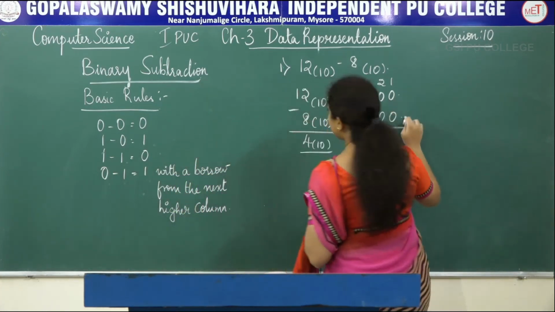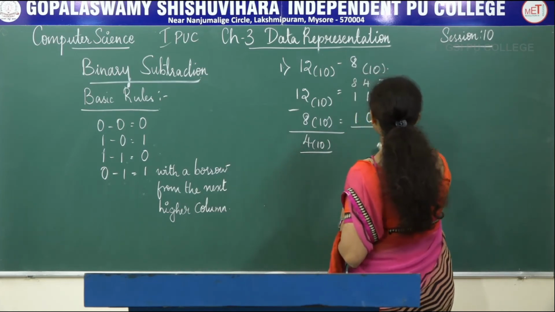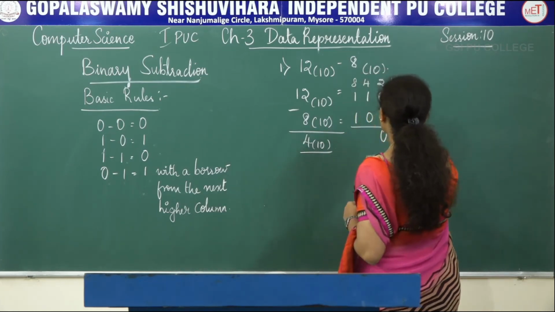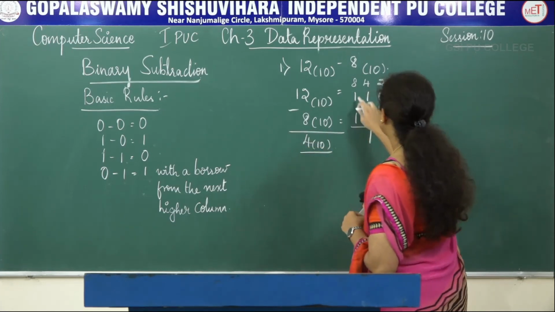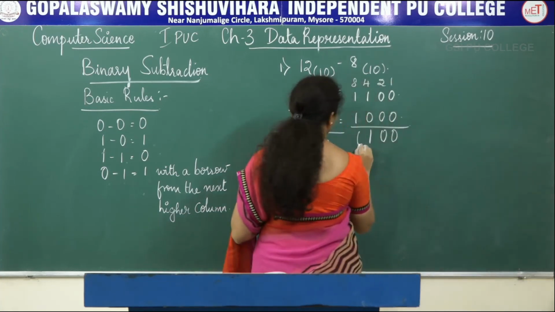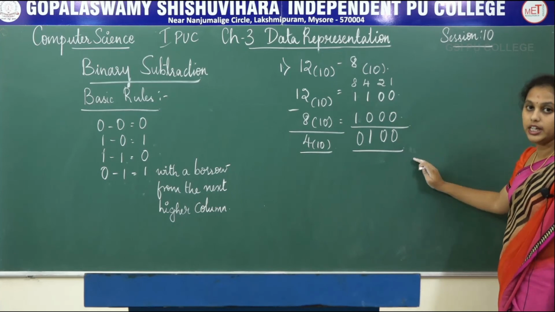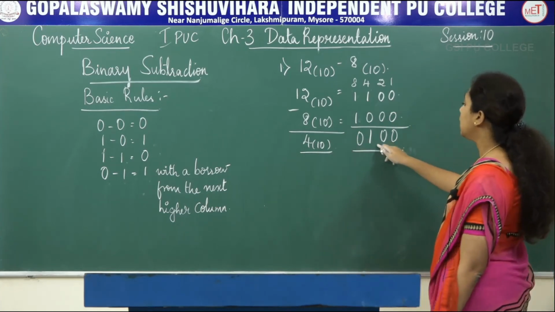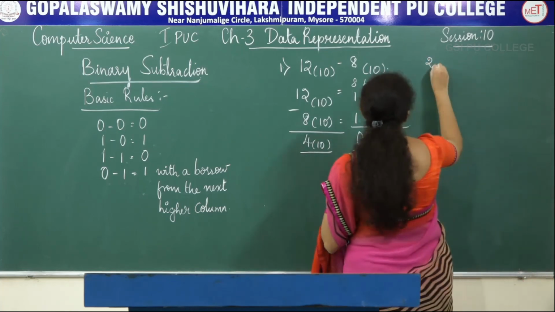So what is 0 minus 0? 0 minus 0 is 0. Again 0 minus 0 is 0. 1 minus 0 is 1. 1 minus 1 is 0. So hence the binary equivalent of 4 is 0100. Next problem.